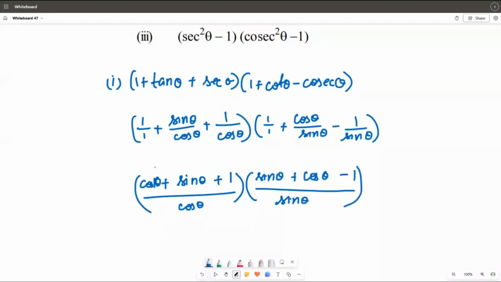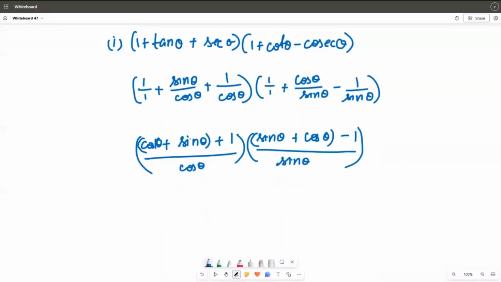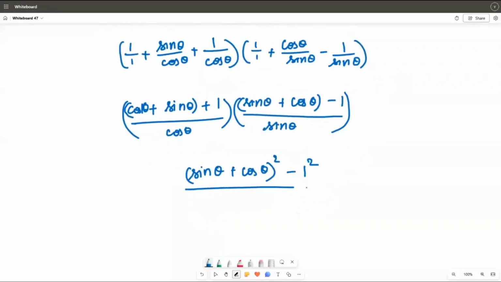Let's consider this cos theta plus sin theta as A and 1 as B. You can see here A plus B into A minus B would be A square minus B square. So this would be sin theta plus cos theta square minus 1 square, and denominator it would be sin theta into cos theta.